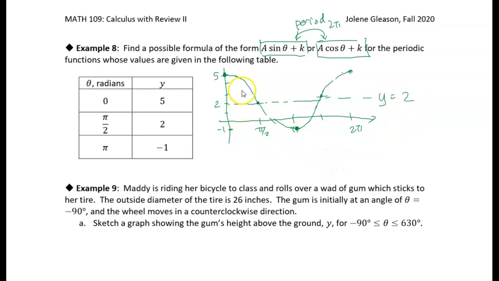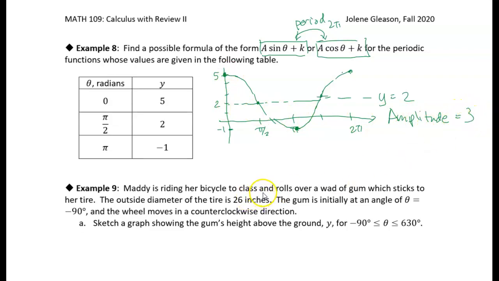And what's our amplitude? Well, it's just the distance from the midline up to the peak. So the amplitude is going to be the difference between 5 and 2. So the amplitude is 3.